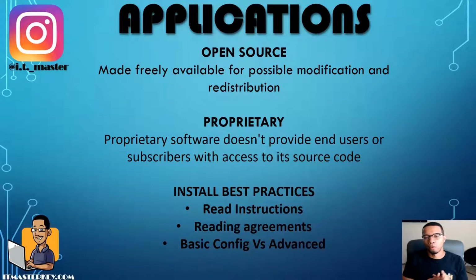So we've been talking about software, we've been talking about different operating systems, we've been talking about a lot of things. With applications or software in general, there's two different types. Some applications and software can be open source. Other things can be proprietary.